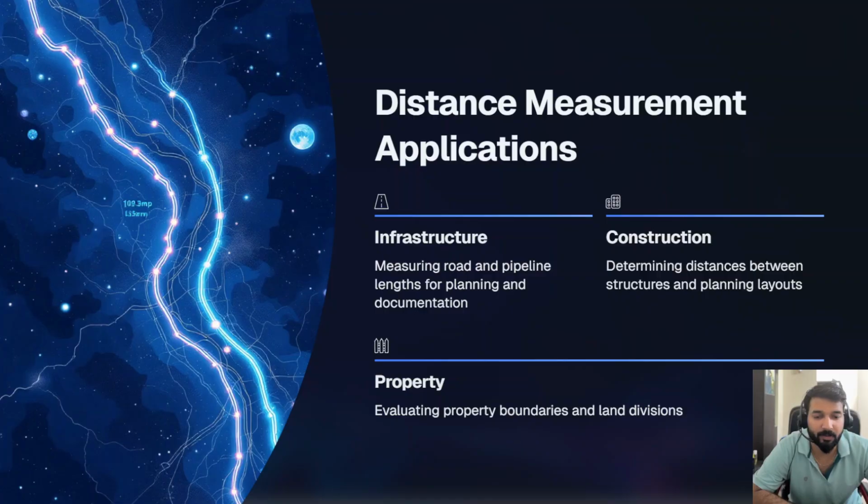Distance measurement is useful for many applications, including measuring the length of roads or pipelines, determining distances between structures, planning construction layouts, and evaluating property boundaries.